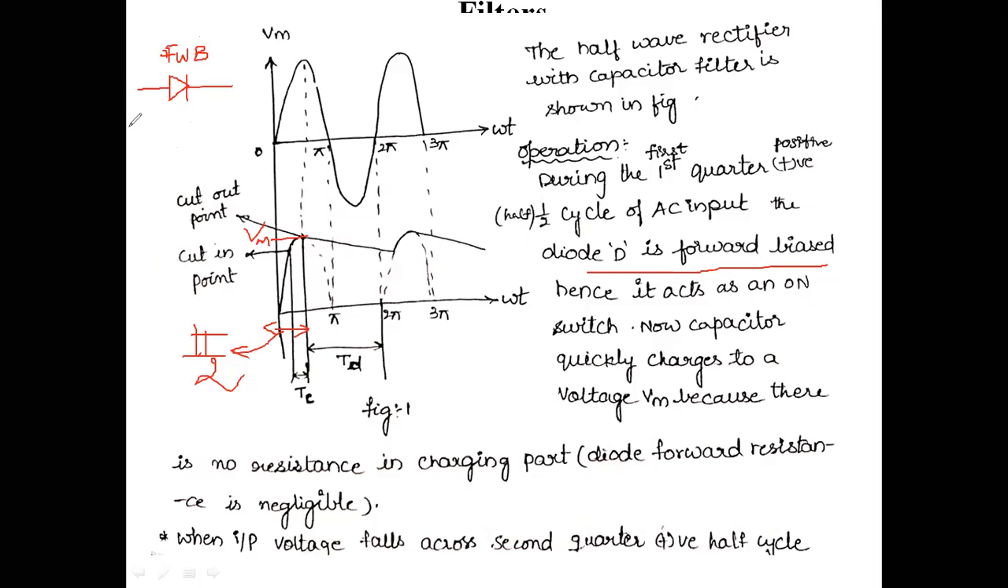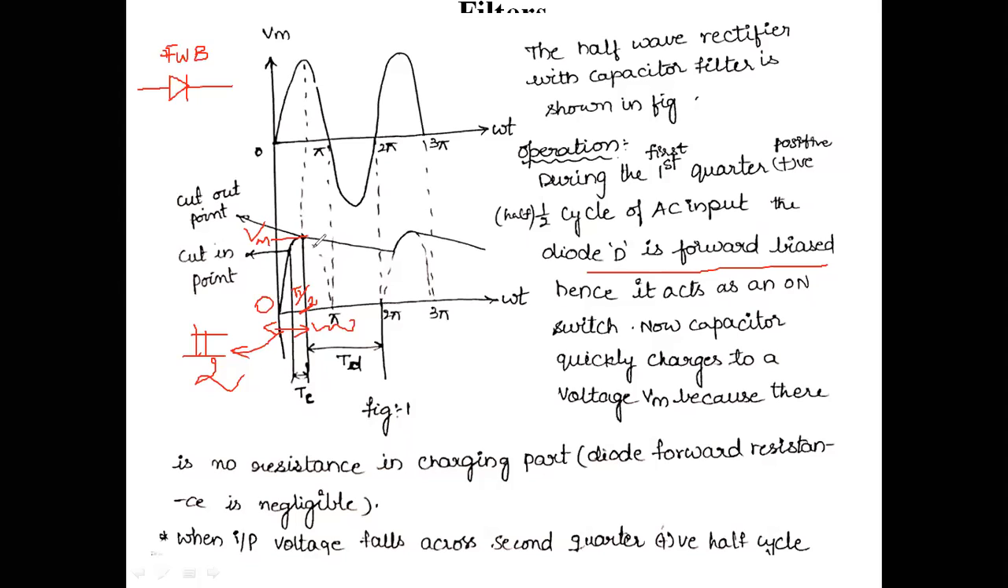When the input voltage falls across the second quarter positive half cycle, that means from pi by 2 to pi; this point is pi by 2, and the next point is pi. I'm talking about this quarter half cycle. The first quarter half cycle is between the cut-in point and the cut-out point. We know these two points. Complete conduction takes place due to the forward biasing of the diode.